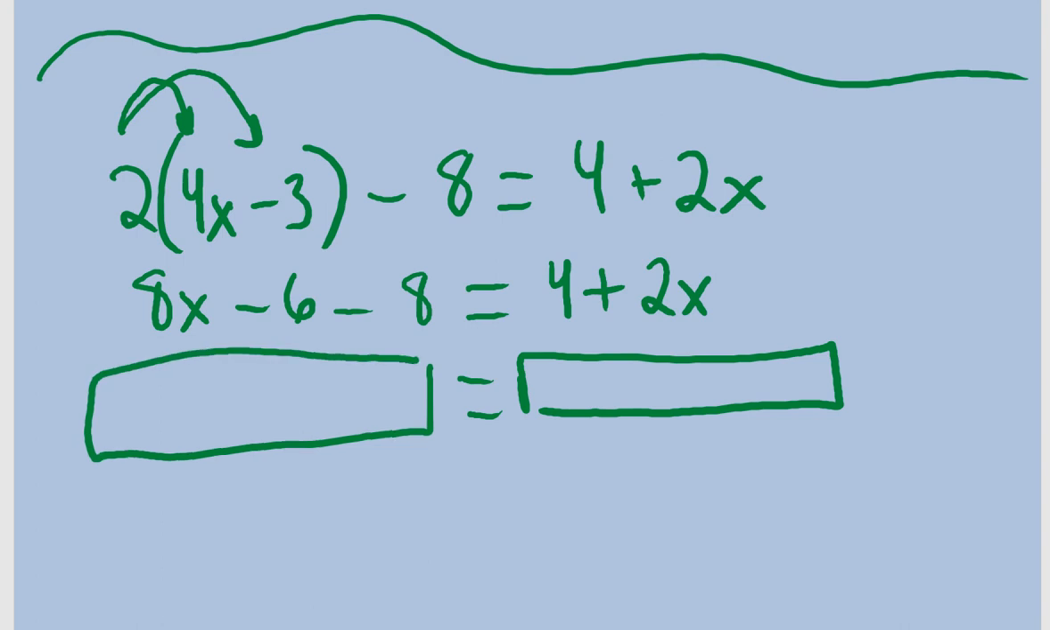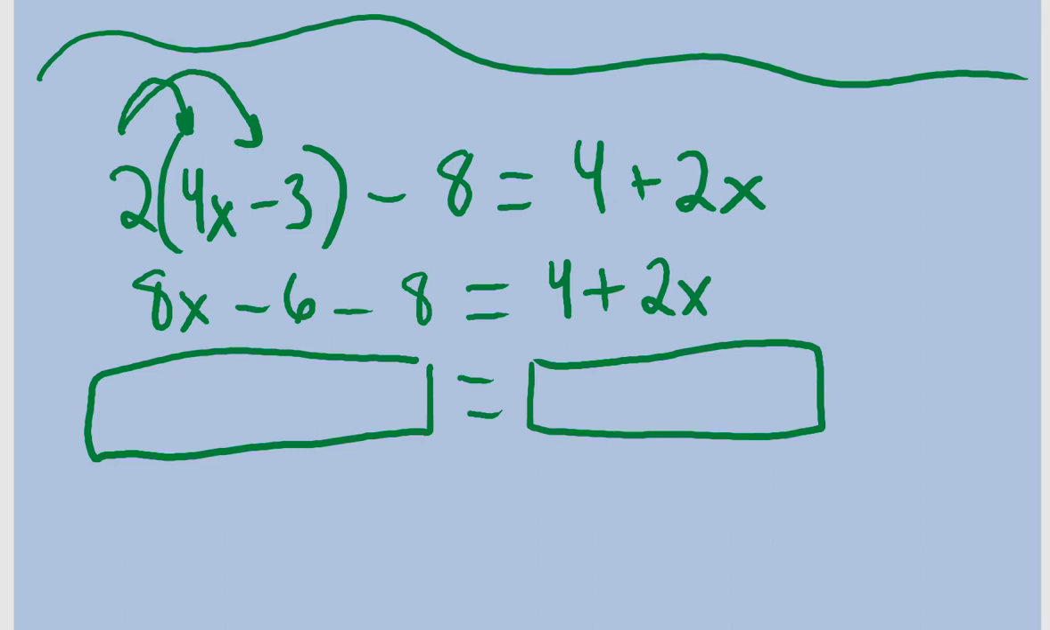we're going to do our boxes here. All right? I'm just going to put the variables on the left. I'm going to put the integers on the right. It doesn't matter. What does matter is that when you change the side, you're going to change the sign. Okay, 8x going on our variable stays 8x.